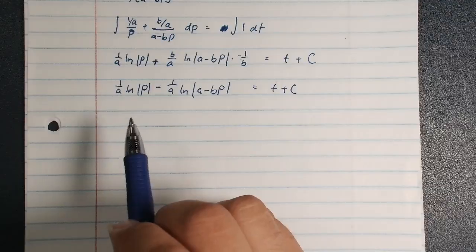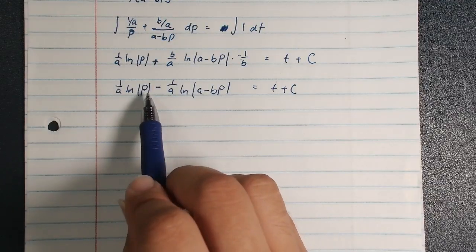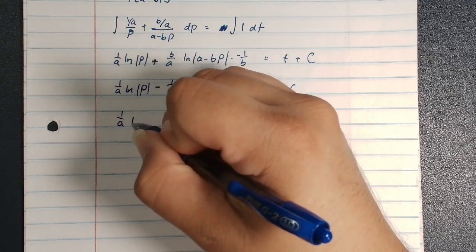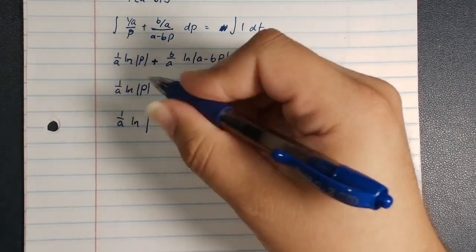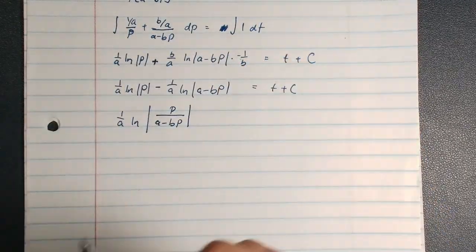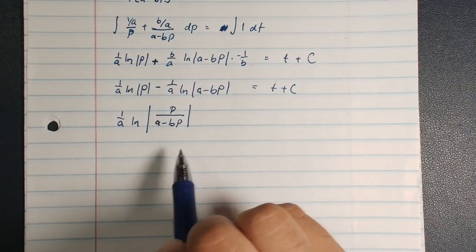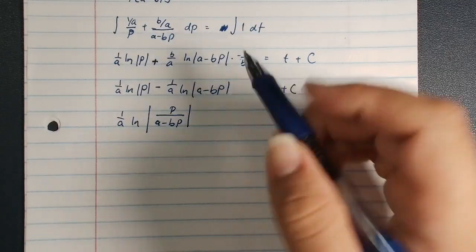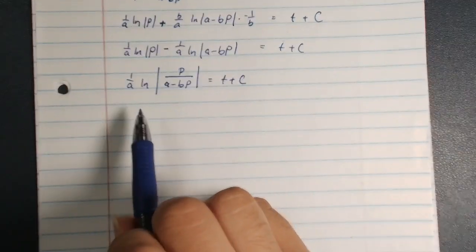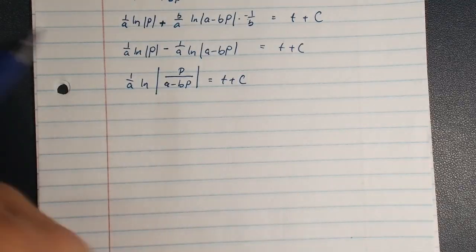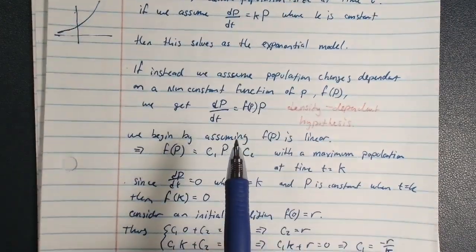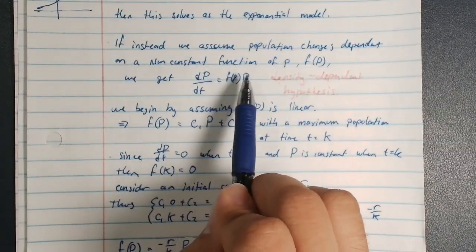There's a nice property of logarithms that says whenever you subtract two logarithms, you can divide their arguments. So this becomes 1 over a natural log of the absolute value of p over a minus bp. Hooray for the algebra of logarithms here. And on this side, nothing has happened, so just t plus c. I'm trying to solve for p. Remember, that is ultimately our goal. We're trying to find an equation that solves our differential model here.